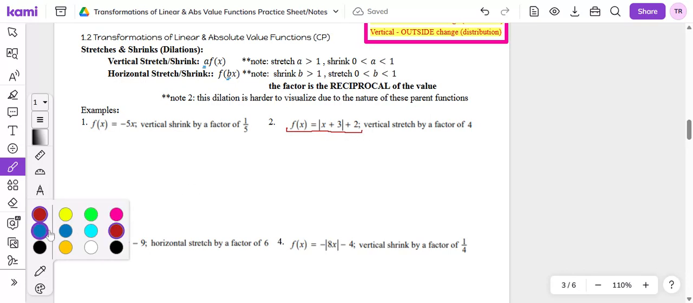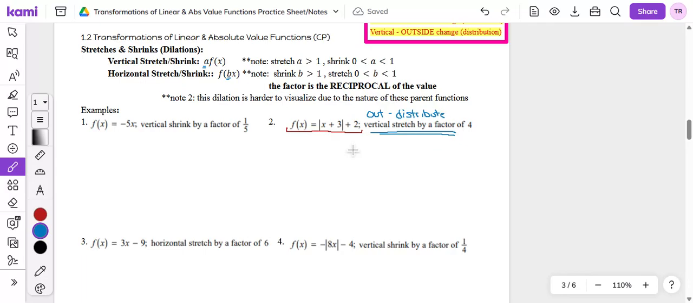This is a vertical stretch by a factor of 4. Again, in blue are all my thoughts. So vertical stretch by a factor of 4. That tells me this is an outside change. It's going to be a distribution when I have to deal with it. And I know my factor is 4. That is my a value. Okay, so from here, I'm going to fill out and set up the standard format.